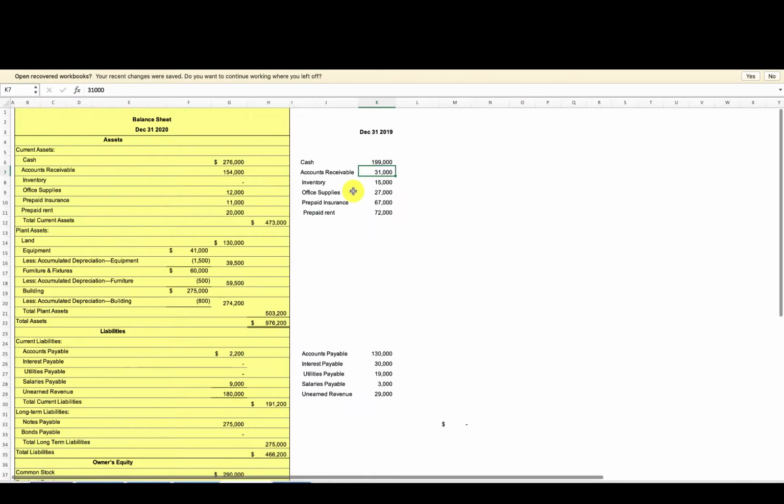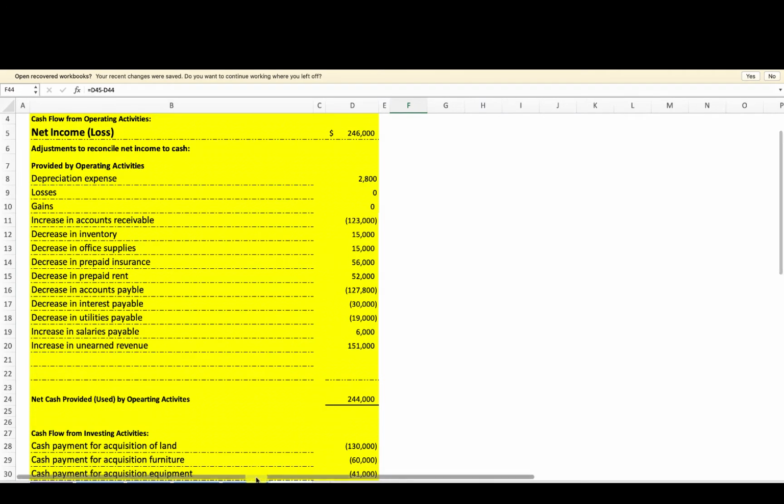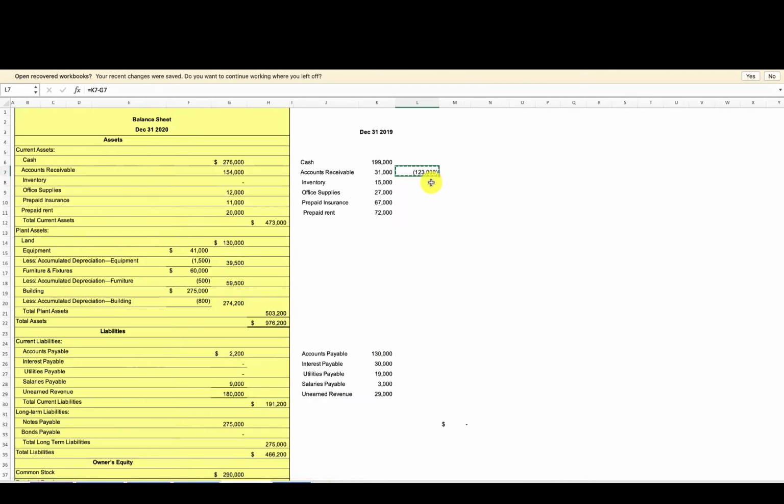I go over to my balance sheet. Here are my 2019 numbers. Here are my 2020 numbers. And I look for accounts receivable. Accounts receivable increased. So the difference between 154 and 131, that's the number that I use, right? So there was an increase, so I'm going to decrease cash flow by 123. All right. So here, the next one, I have 15,000 to 0. There was a decrease in inventory, so I'm going to increase cash flow by 15,000.